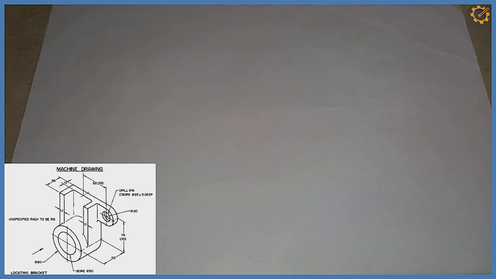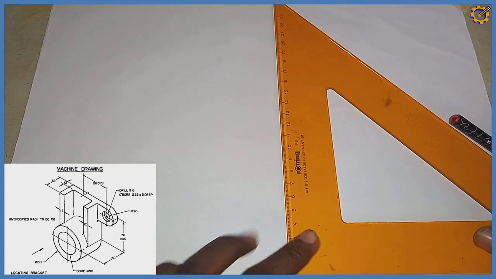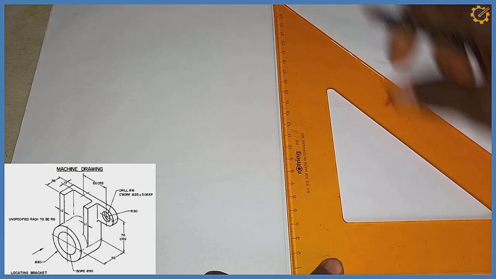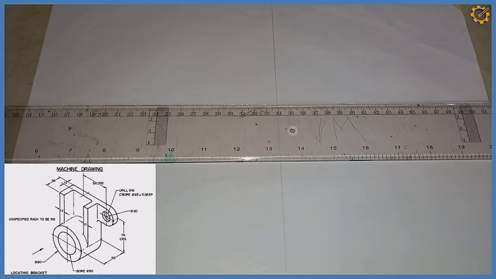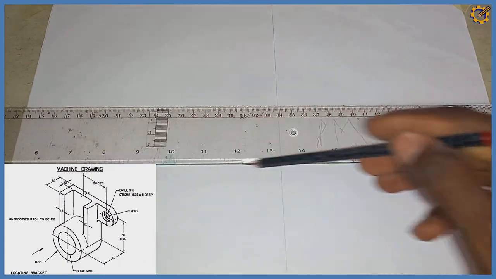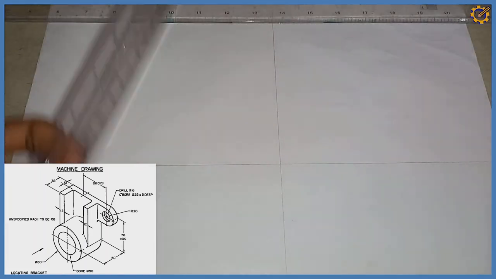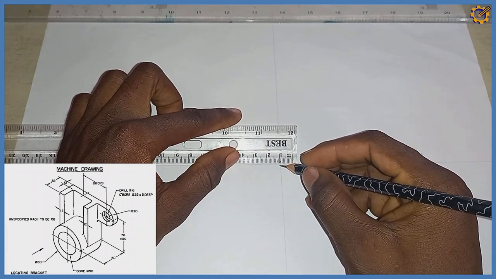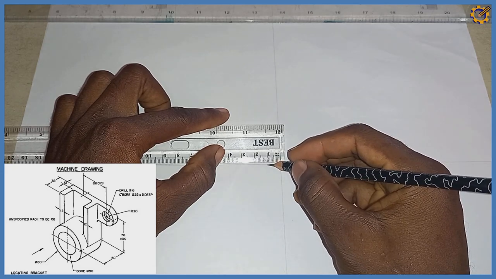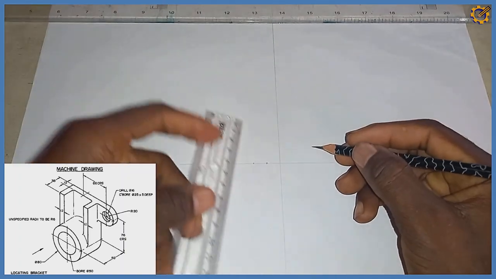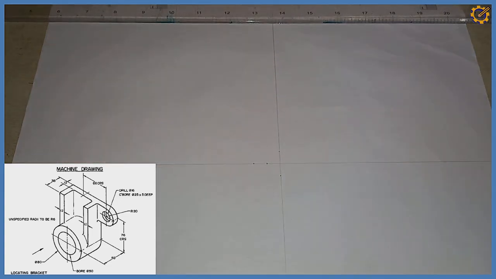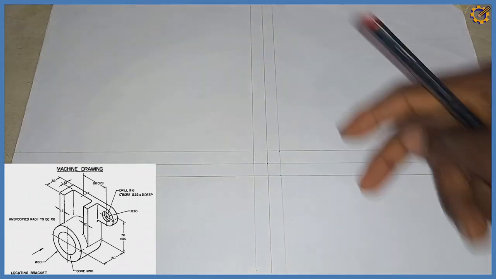Okay, so the very first thing we're producing right here is our vertical line, in this order, towards the top. Then we'll be producing a horizontal line right here. As you all know, to arrange our objects properly, from this midpoint I'm going to take the mark of 10 mm to the top and 10 mm to the bottom, and I'm going to project them out, projecting the orthographic planes.